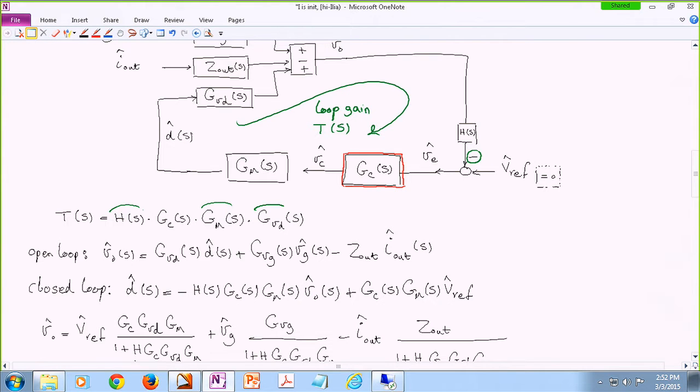For instance, it should be very high at DC values to eliminate the steady state error, or to make sure that the output voltage follows the reference, and to make sure the phase margin is above 45 degrees to actually secure and ensure stability. All right.